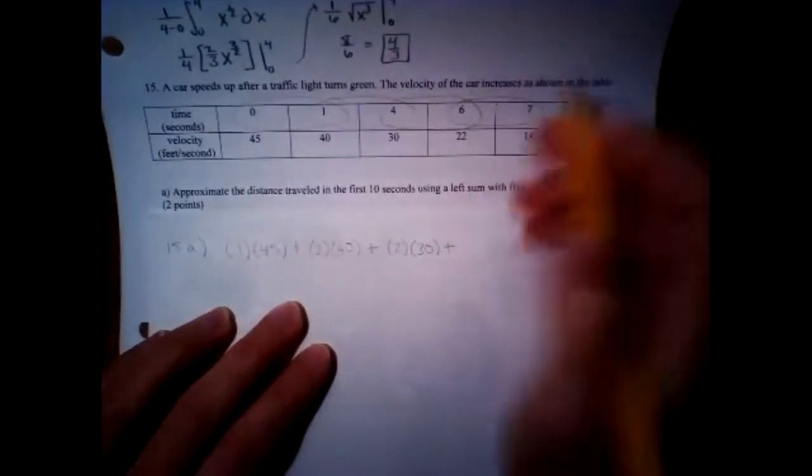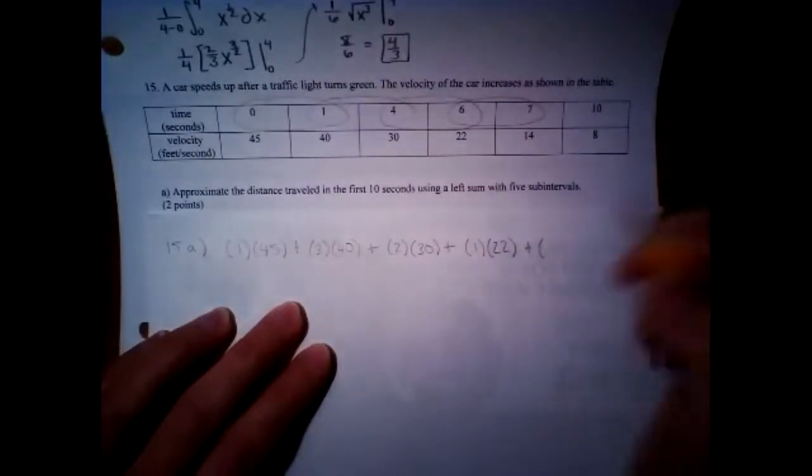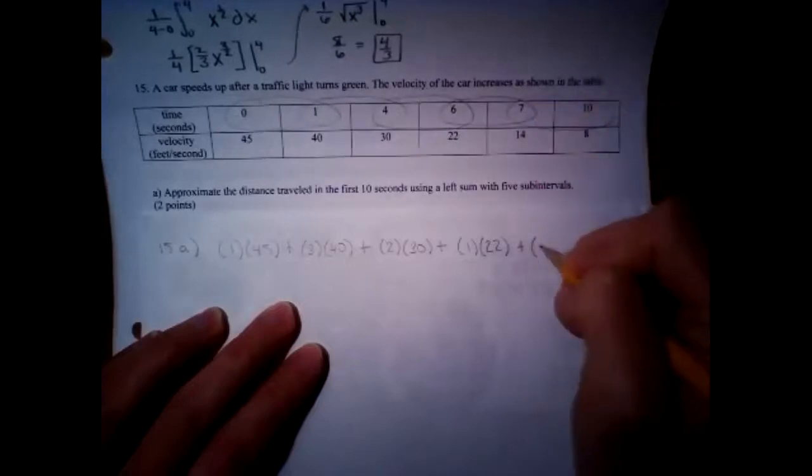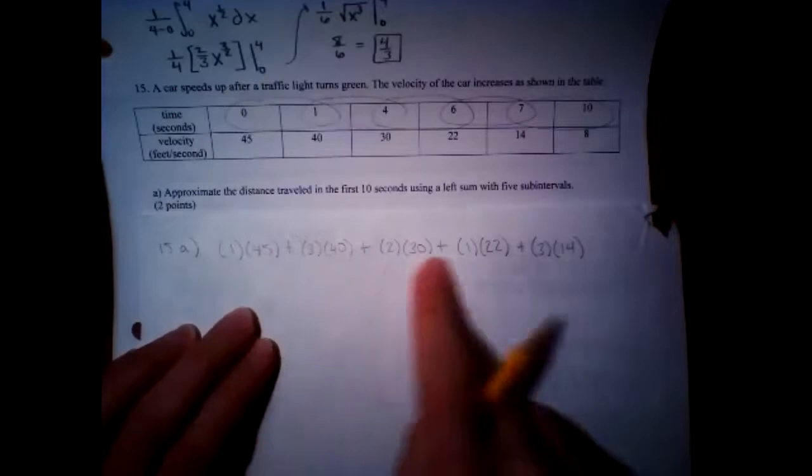From 6 to 7 is 1. The number on the left is 22. And then the last one, 7 to 10, is 3. Number on the left is 14. That actually went okay overall.